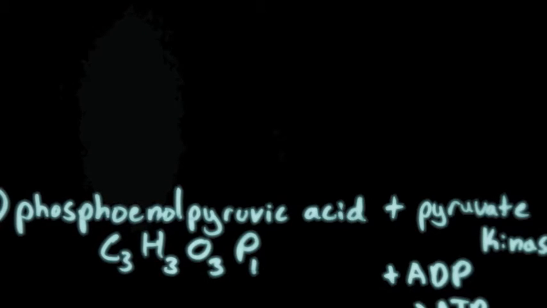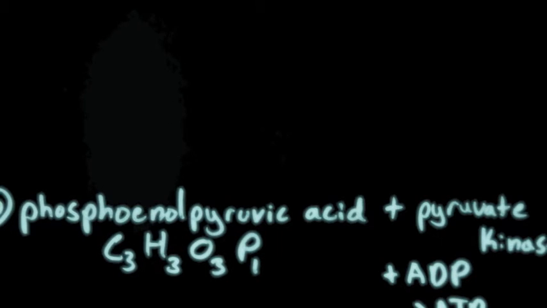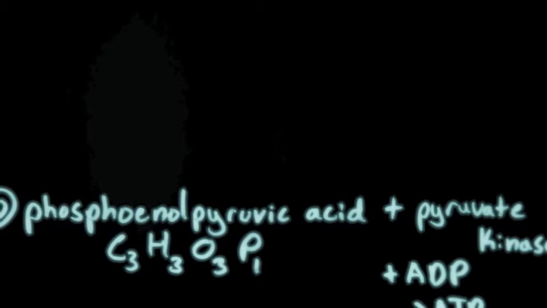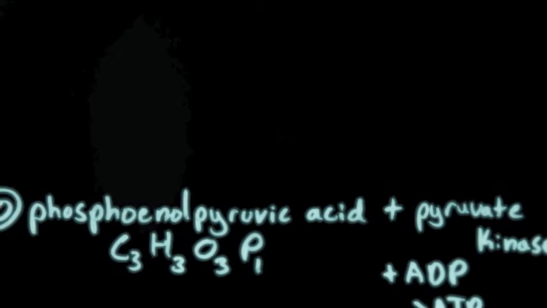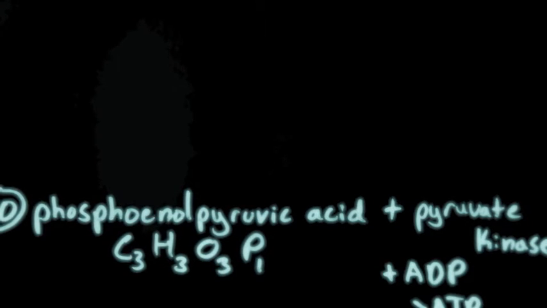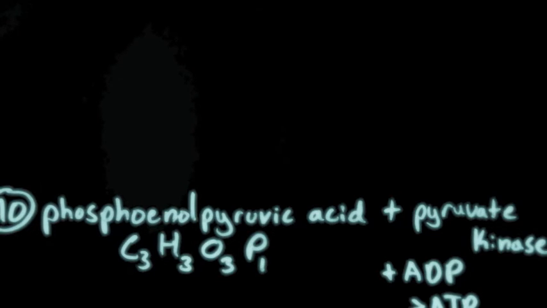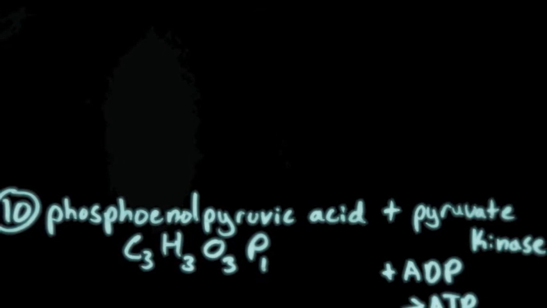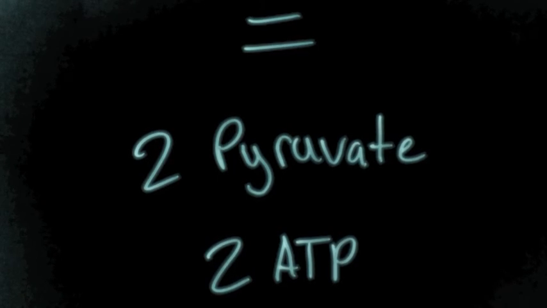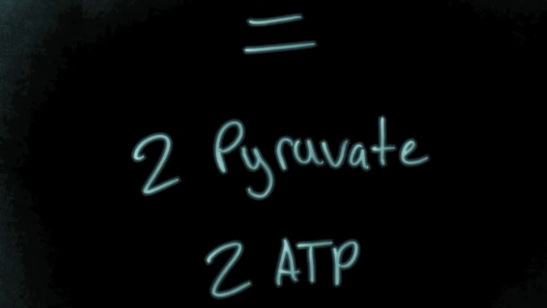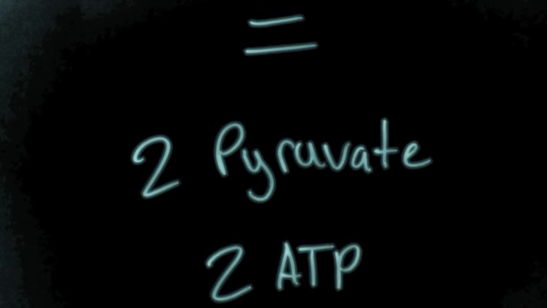In the final step of glycolysis, the enzyme pyruvate kinase transfers a phosphate from phosphoenolpyruvic acid to the ADP to form pyruvic acid and ATP. The final products of glycolysis are 2 pyruvate and 2 ATP.